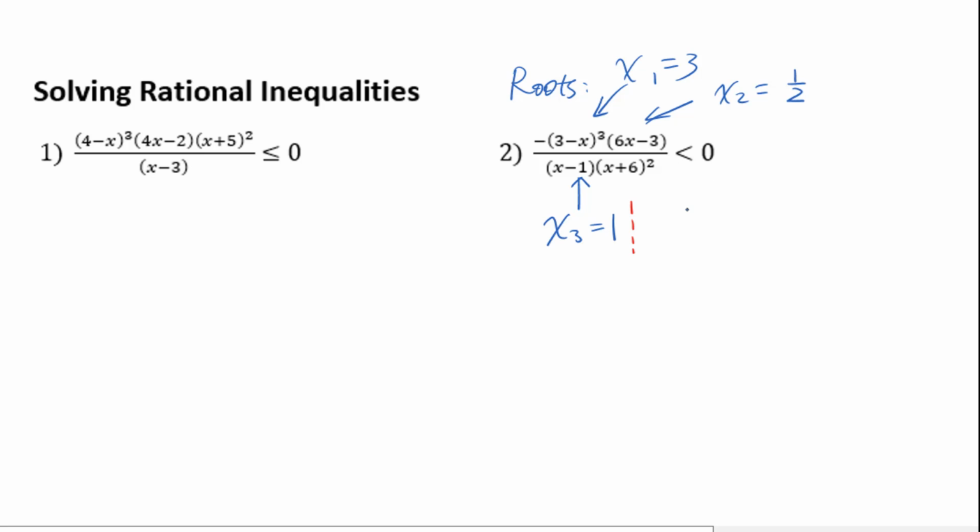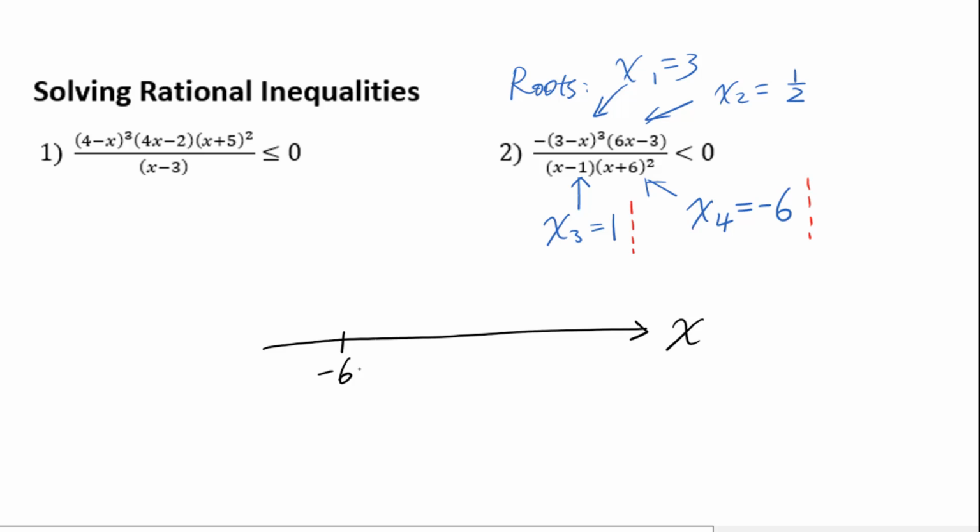Then x4 equals -6, still a vertical asymptote line. Then we need to draw this x-axis. We have -6, -4, 1/2, 1, and 3. We can use 0 as our lucky number.